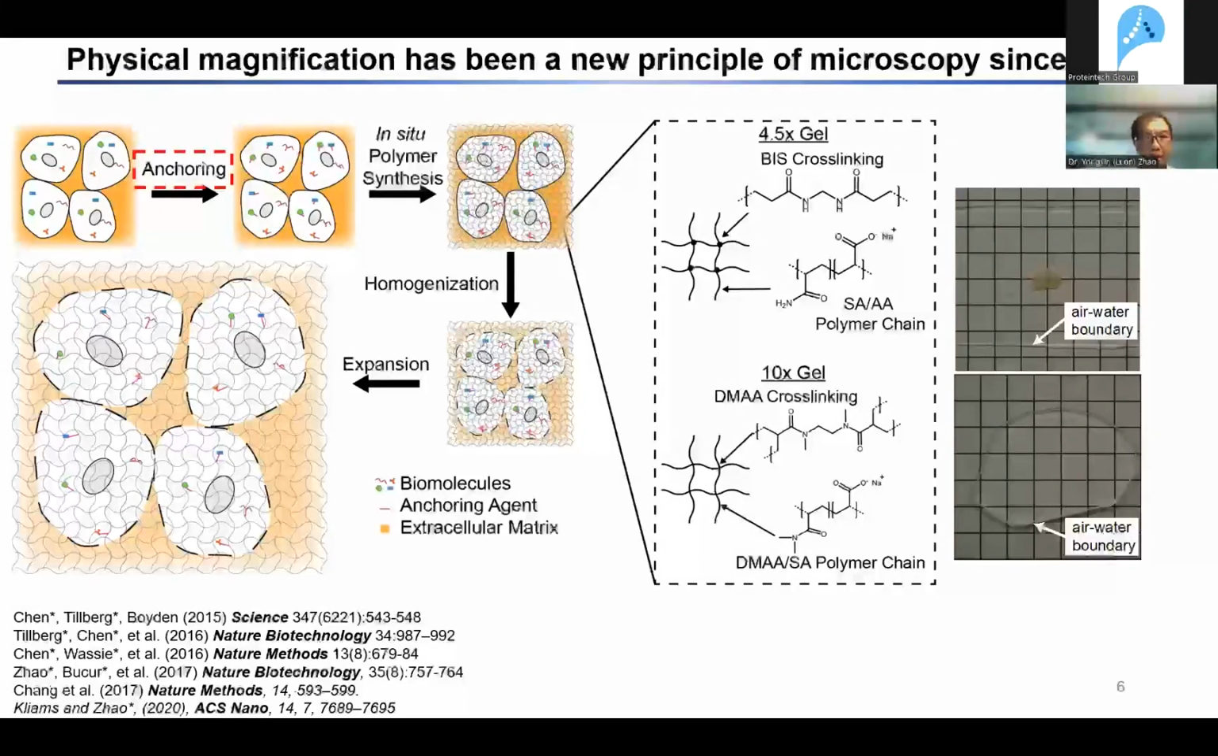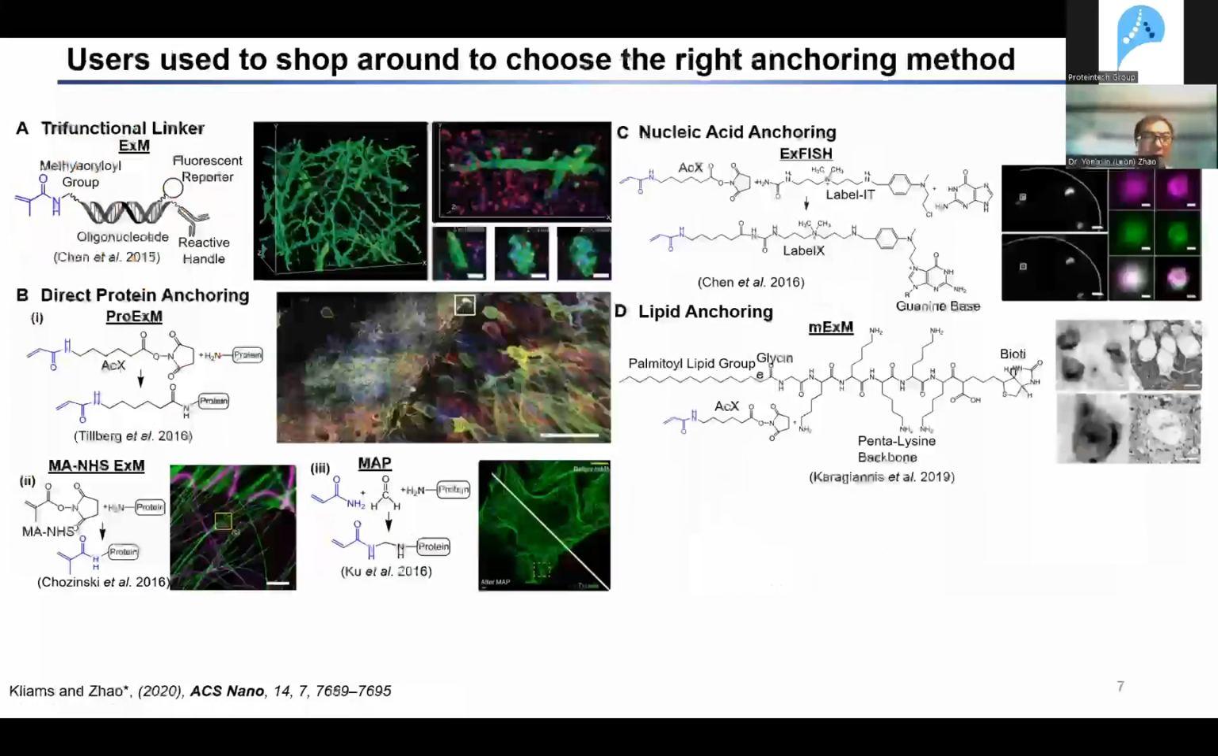Now, next slide, I'm going to talk a little bit more about anchoring. So we have been developing many different versions of expansion microscopy, relying on different kinds of anchoring reagents. So that means that there was no real one-stop shop. You have to really shop around depending on what kind of biomolecule you want to choose in order to choose the right anchoring methods.